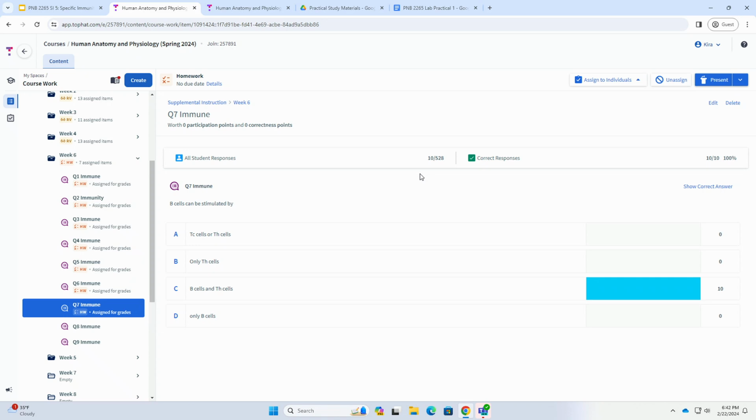Okay, so now for this one, yeah, B cells can be stimulated by B cells or helper T cells.